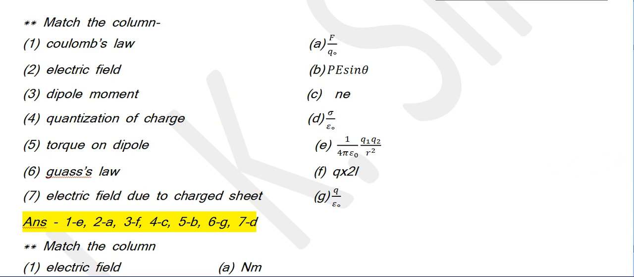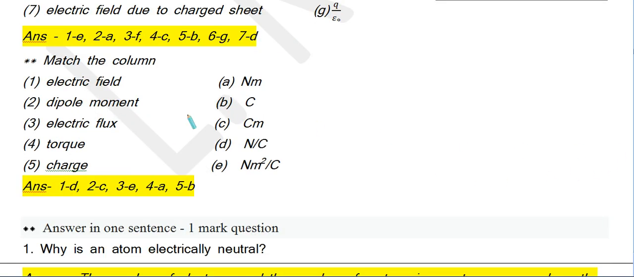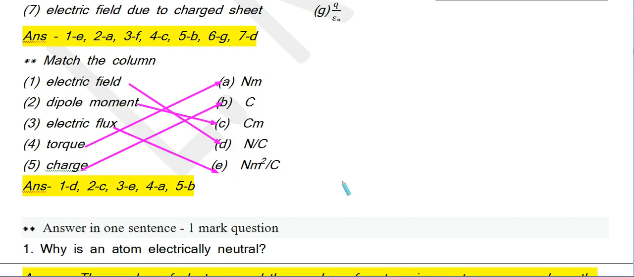Now next question for match the column. Again these are physical quantities and these are the units. Electric field, Newton per coulomb. Dipole moment, coulomb meter. Electric flux, Newton meter square. Torque, Newton meter. Charge, coulomb.